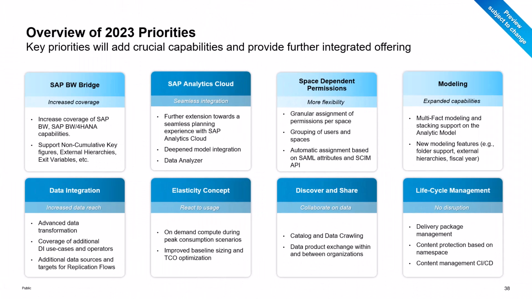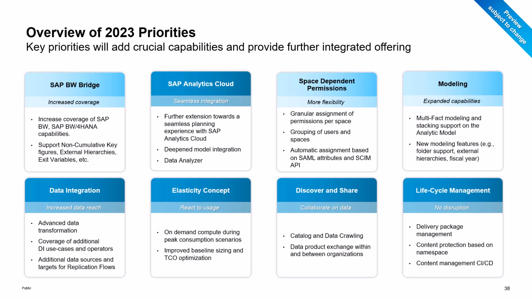Before we close the session, let's have a look at our priorities for 2023, what's currently in development. If you look at this slide, at the top left, BW Bridge, we're working on non-cumulative key figure support and external hierarchies. That's available in BW for HANA today. BW Bridge supports it, but not Datasphere. So we're working on integrating that into the modeling area, the external hierarchy specifically. That's hopefully something we get within the next few months.